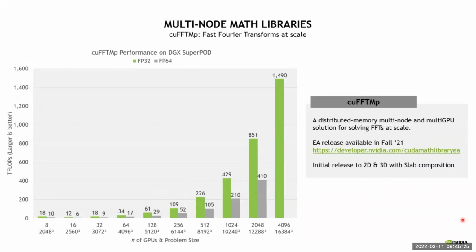And it also supports both FP32 and FP64, running out to all of these up to here. I'm showing up to 4096 GPUs. The initial release supports 2D and 3D slab decomposition. We are working on other decompositions as well. So again, if you're interested in this, please visit this website or reach out and we'll get you introduced to our early access release.